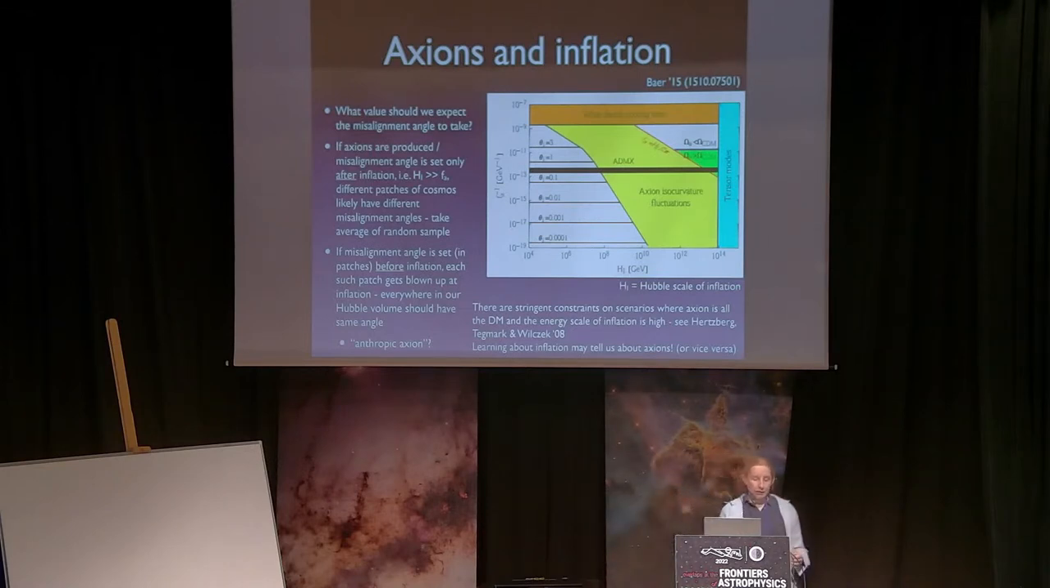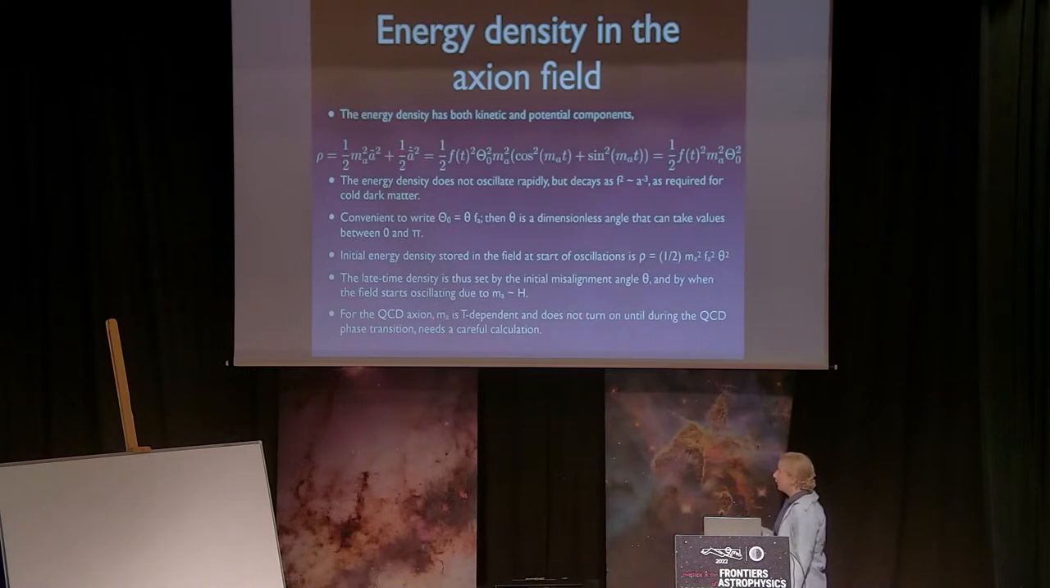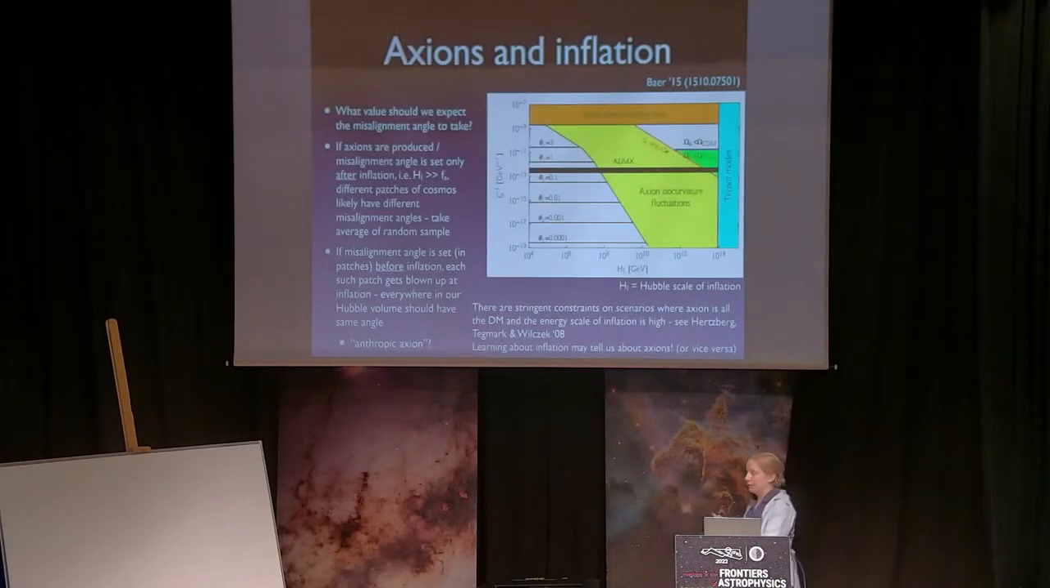We would expect the average value of the misalignment angle within our observable universe to be the average over many such patches. So in that case, if we essentially just populate this misalignment angle theta to have all values between 0 and pi randomly, or between minus pi over 2 and pi over 2, if you want to frame it that way, then we expect an order 1 value for the misalignment angle on average.